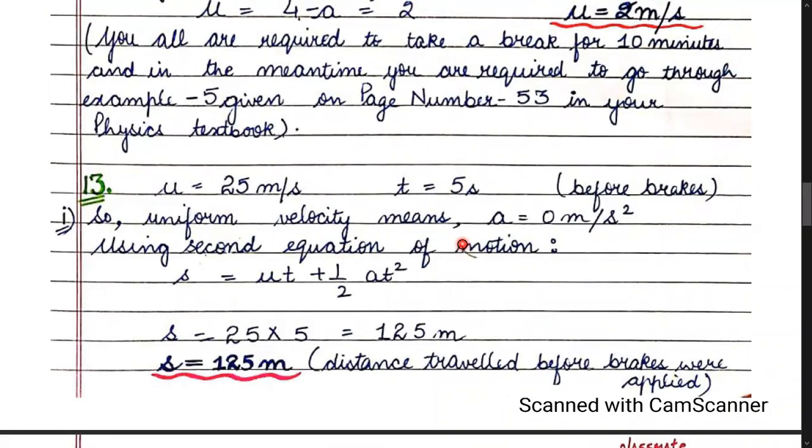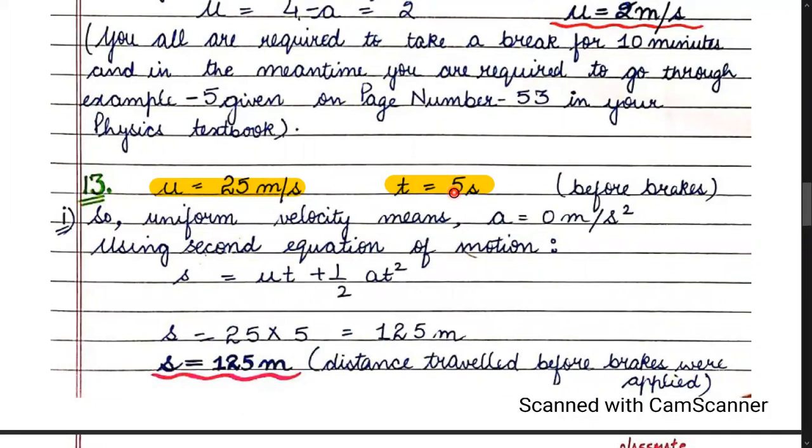Now see question number 13 given on page number 55. A car travels with a uniform velocity of 25 meter per second for 5 seconds. That means the initial velocity is 25 meter per second in time of 5 seconds. And after 5 seconds, the brakes are applied and the car is uniformly retarded and comes to rest in further 10 seconds. So children, first of all, see the first statement.